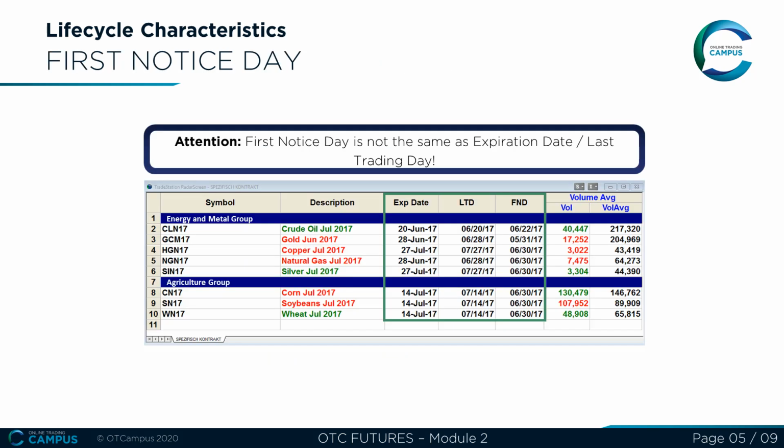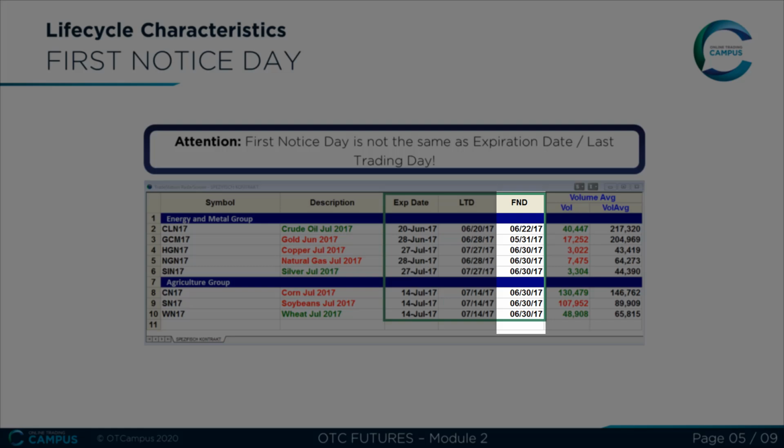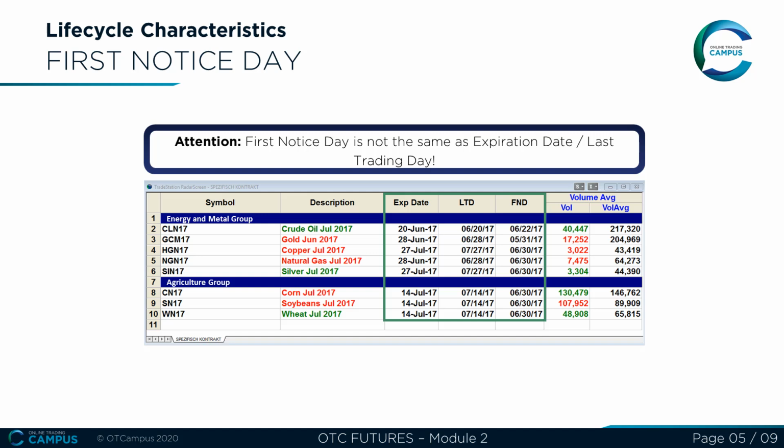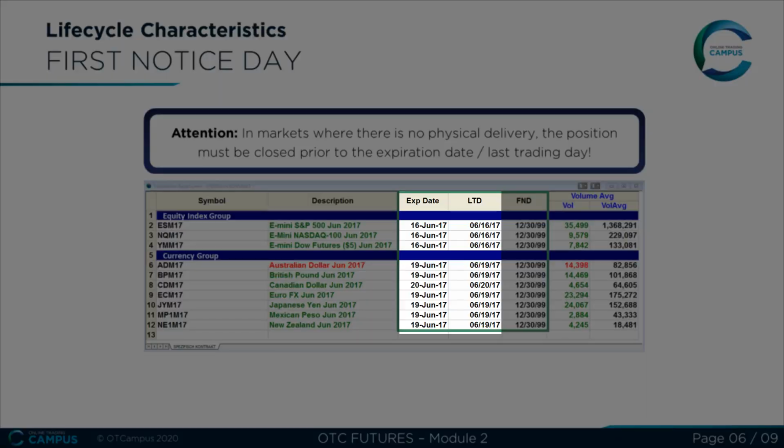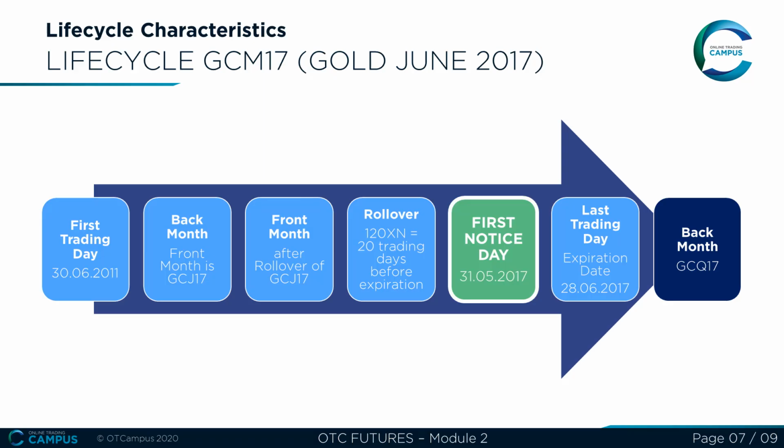On the radar screen in TradeStation, we can also add FND, as you can see here. Now we have both important dates next to each other, LTD and FND. Again, please note that first notice day is not the same as expiration date / last trading day. Now you can also clearly recognize that for the financial futures, such as the equity index group and the currency group, you don't have physical delivery. In markets where there is no physical delivery, the position must be closed prior to the expiration date / last trading day. Let's look at 3 different life cycle scenarios of futures markets.